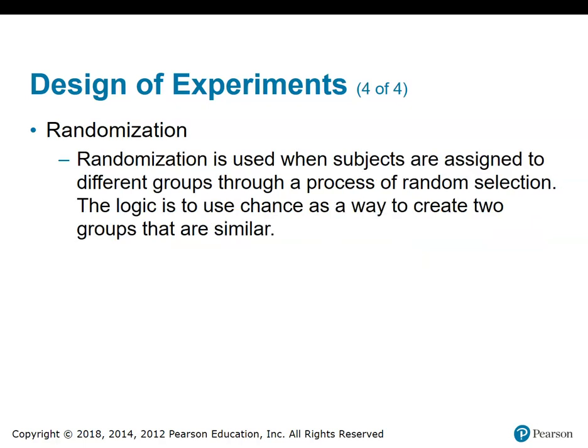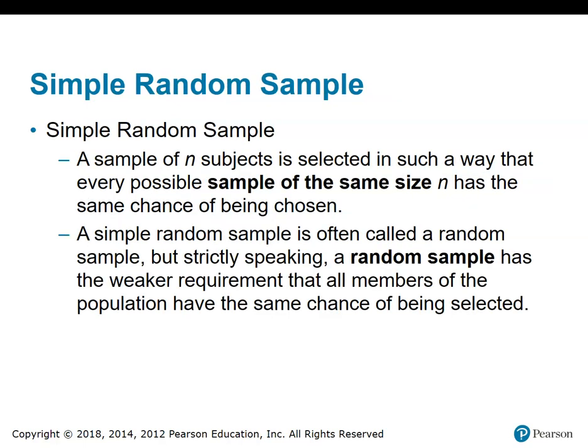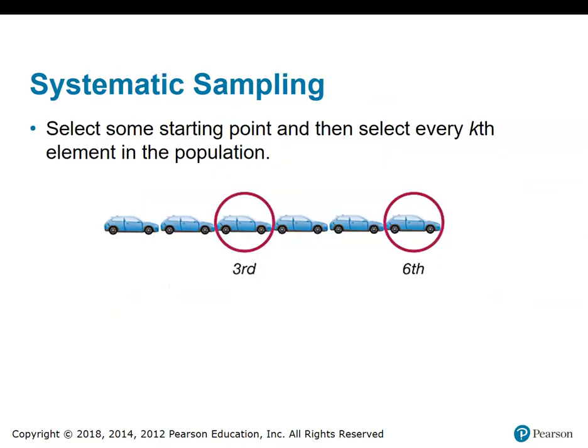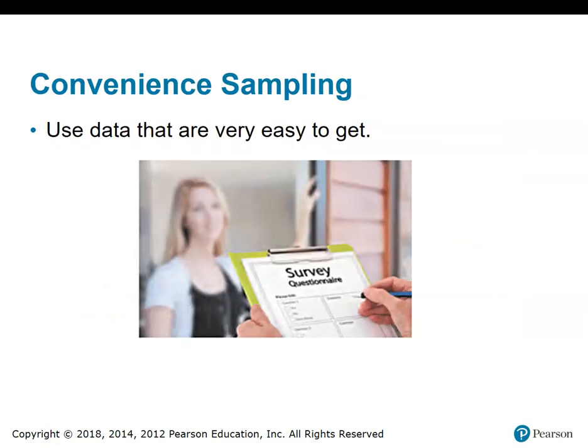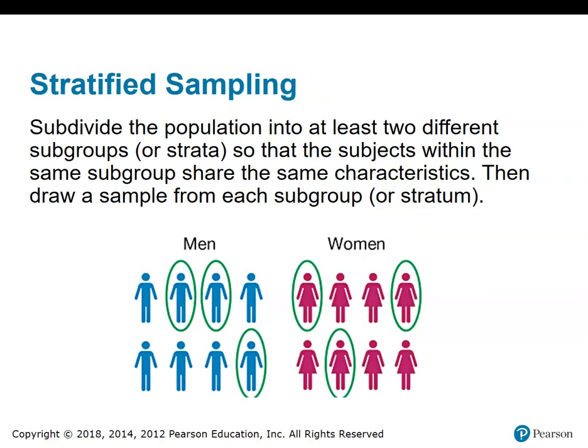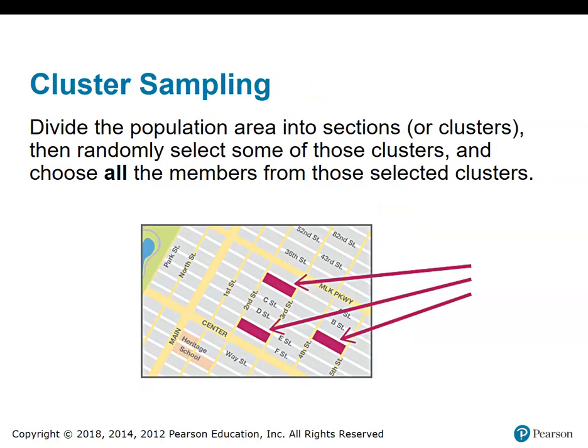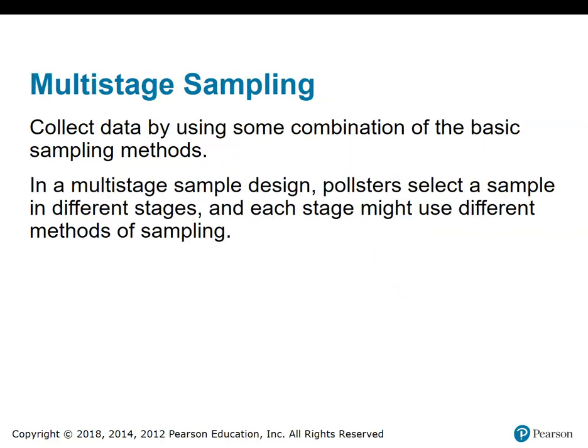Randomization is used when subjects are assigned to different groups through a process of random selection, and we talked about this previously, so I'm not going to go into too much detail with this. We talked about systematic sampling, convenient sampling, stratified, cluster, multi-stage.